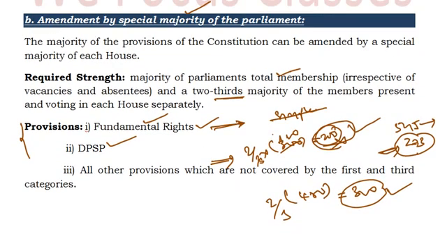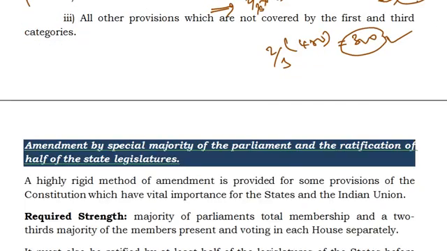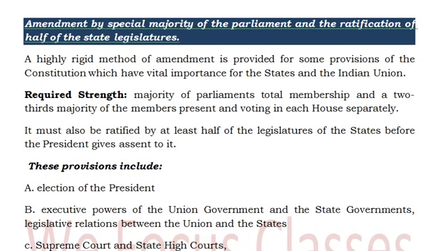There are provisions in the amendment by the simple majority, and as well as ratification of the states. So whichever is not included in the first and third kind of amendment, the rest of the things are all included in the second kind of amendment. Now we'll see the third kind of amendment. This third kind of amendment talks about the special majority of the parliament, and also that special majority should be ratified by half of the state legislatures.